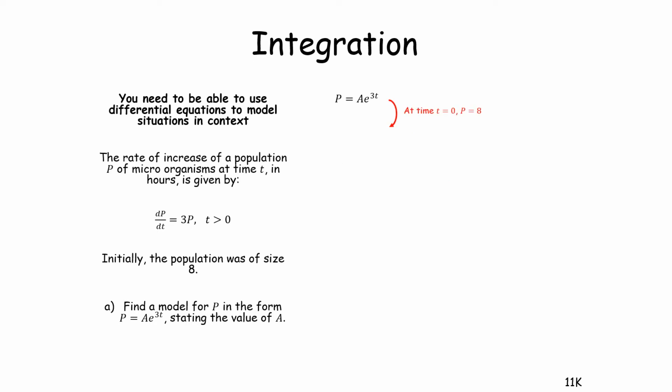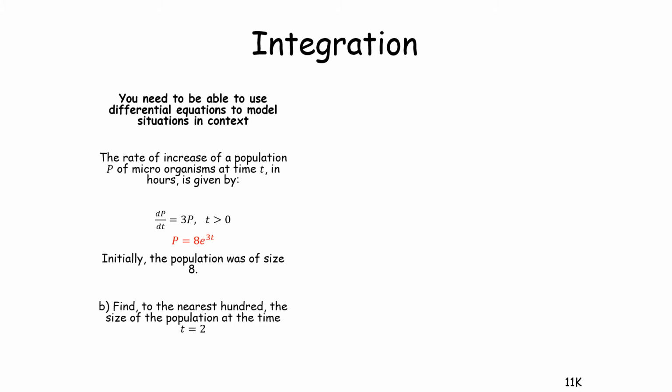Now we can use the boundary condition. We're told at the beginning the population size is 8. Whenever we're talking about initially, we set t equal to 0, because t is the time here. Initially time is 0. So if we replace t with 0 and p with 8, e to the power of 0 is just 1, so we have a equal to 8. We can now rewrite the complete equation: p equals 8 e to the power of 3t.